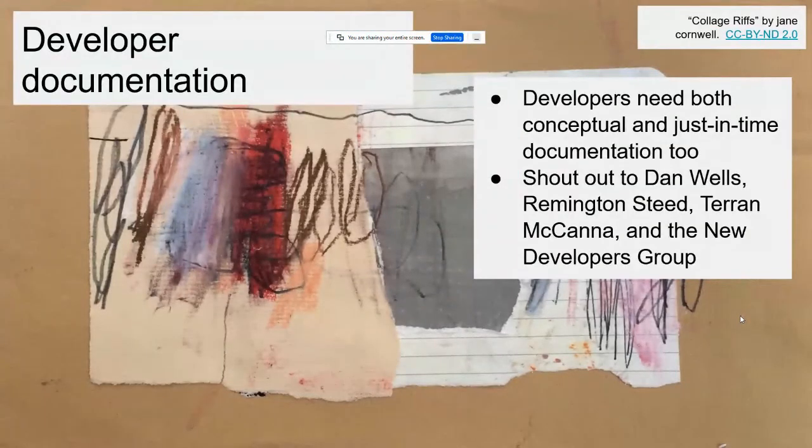And then the developers also have great needs for documentation. So they both need that large scale conceptual information about how the system is set up and how it works together. But then also just in time kind of reference documentation as well. And there's been some really incredible effort over the years to make the developer documentation meet developer needs. So I really want to give a shout out to Dan Wells, Remington Steed, for their longstanding efforts in that area. And then also Taryn McKenna and the New Developers Group have been doing so much to make the developer-facing documentation accessible and understandable to folks who are just starting out as Evergreen developers. So those are really incredible efforts.